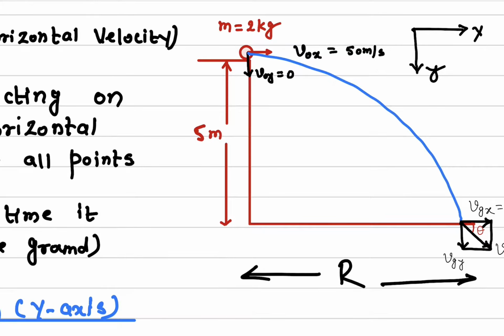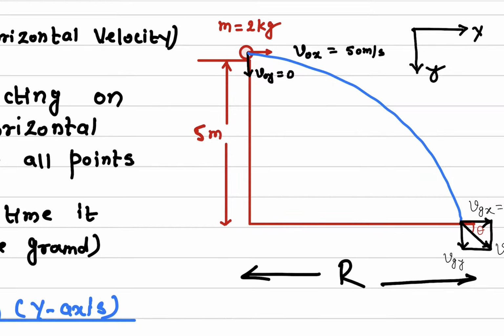The second thing we need to understand is the force. Here there is only one force, and that is the force due to gravity. Gravity at any point is acting only along the y direction. That's the only force, the gravity force. There is no force acting along the x-axis. So if there is no force acting along the x-axis, what does that mean? That means the velocity of the projectile is constant along the x-axis. The velocity does not change.